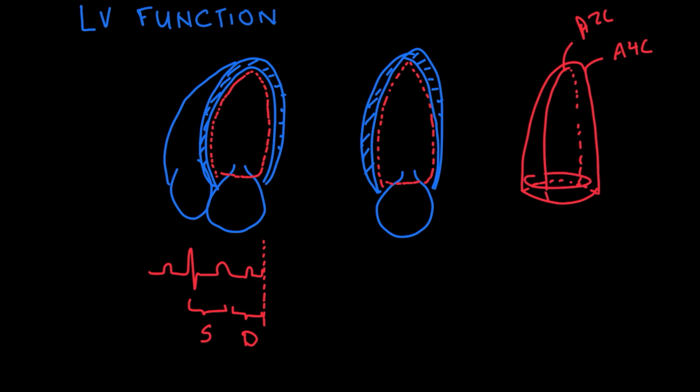And you can use the Simpson biplane rule, which uses calculus to sum up a series of disks and get a volume. The computer will calculate the volume for you. Let's say that was 100 milliliters. So that would be the end diastolic volume. By having two roughly orthogonal views, we can chart out the dimensions of this shape, and we can get a volume.